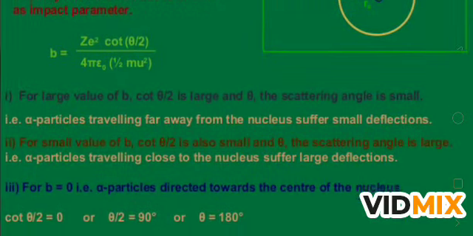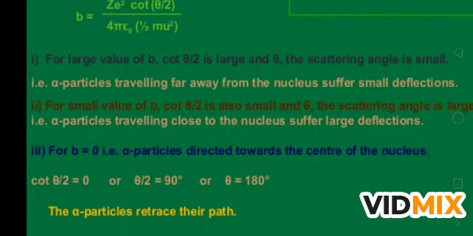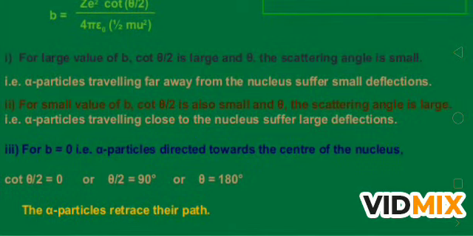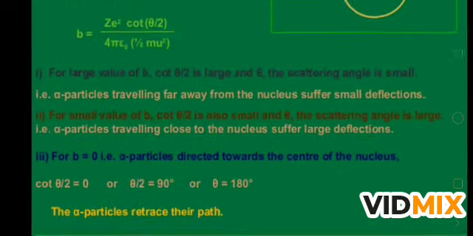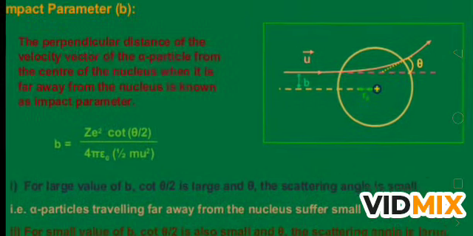Third, for b equal to 0, it means the particle is very close to the nucleus or directly moving towards the nucleus. So b is equal to 0, that is, the alpha particle is directed towards the center of the nucleus, and cot theta by 2 in this case is 0, or we can say theta by 2 is equal to 90, or we can say theta is equal to 180 degrees. The alpha particle retraces its path when theta is 180 degrees. So this is the impact parameter. It was also part of the previous chapter Atom. We are just revising this.